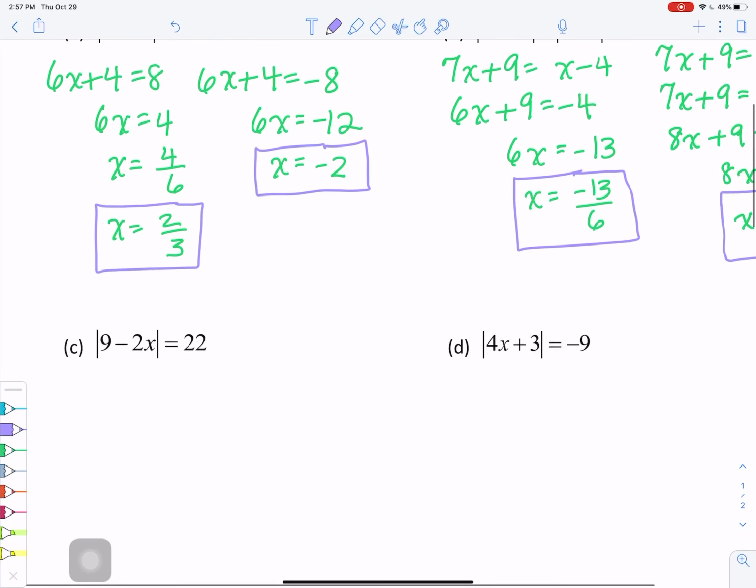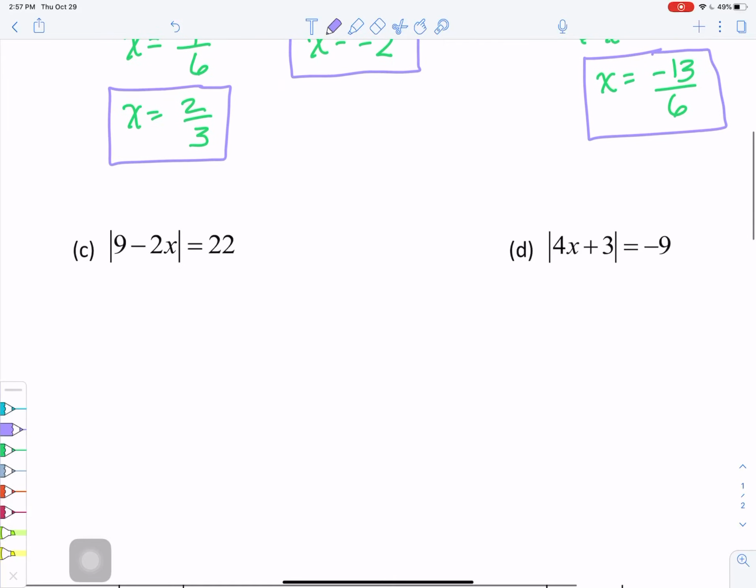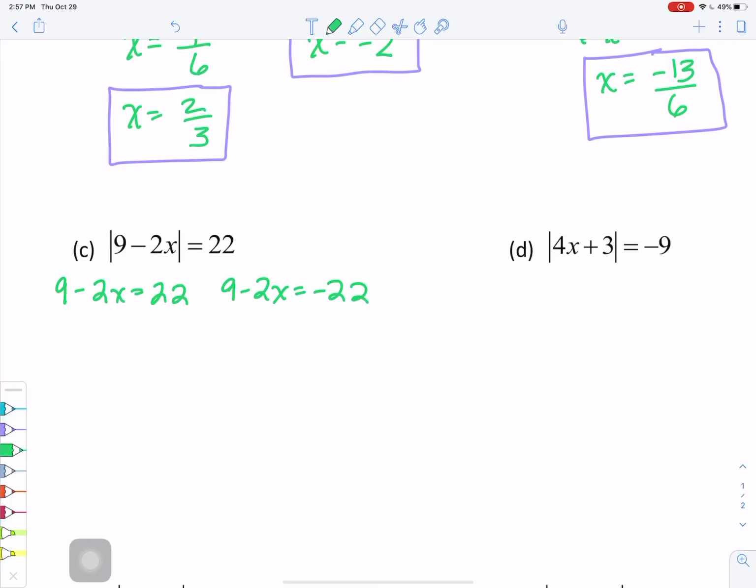Let's try a few more. Here we have 9 minus 2x is equal to 22. 9 minus 2x is equal to negative 22. Now that is the only way we are allowed to take these absolute values off. When you remove those, you must solve both of these equations.